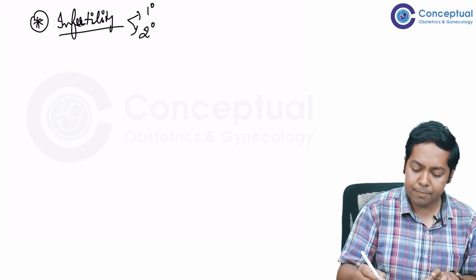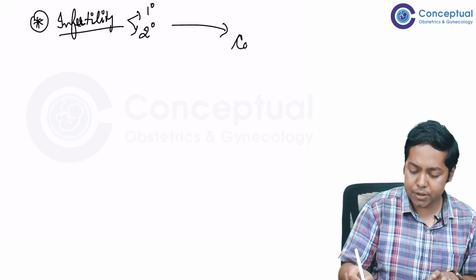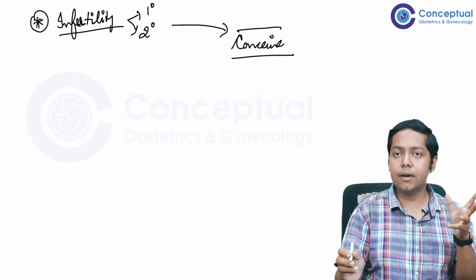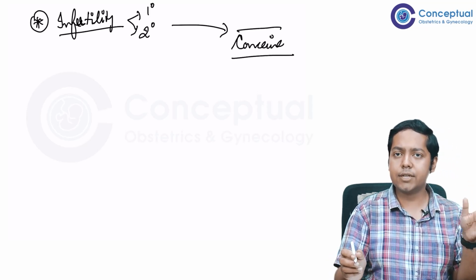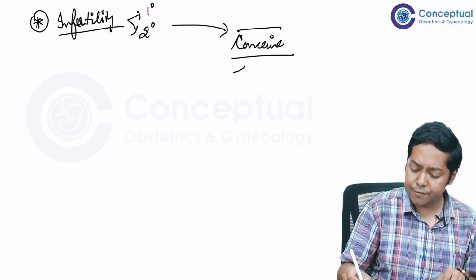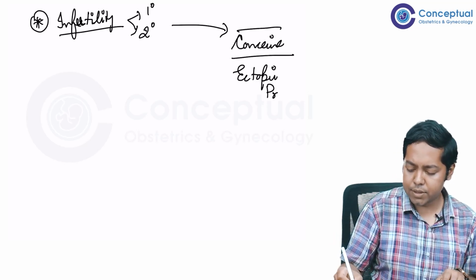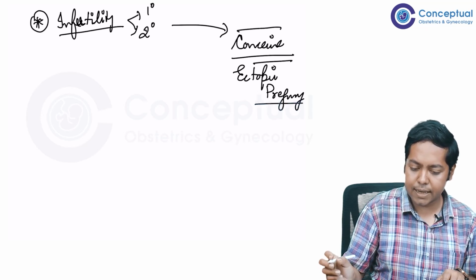Apart from that, patients who conceive with endosalpingitis or exosalpingitis have chances of ectopic pregnancy also, because the tubal motility is affected. So ectopic pregnancy can also occur in such patients.